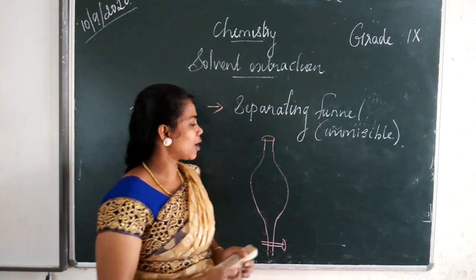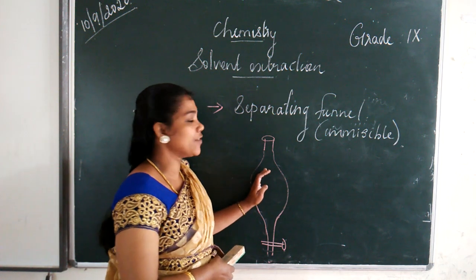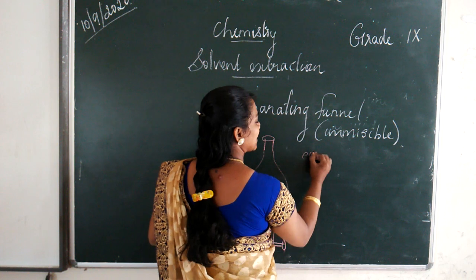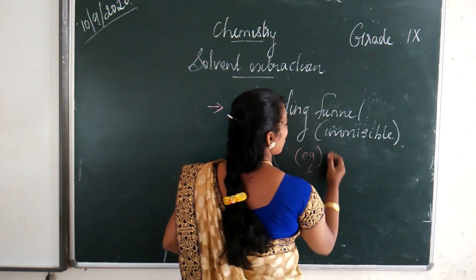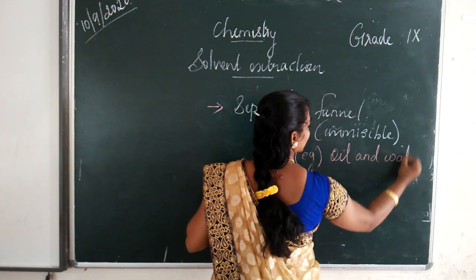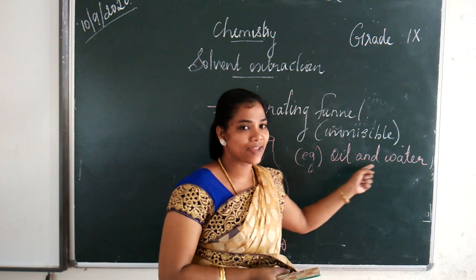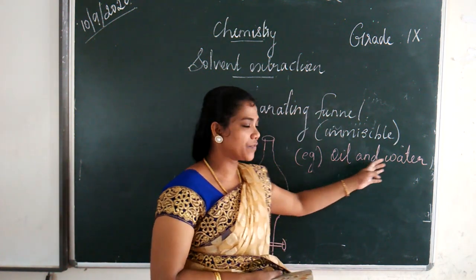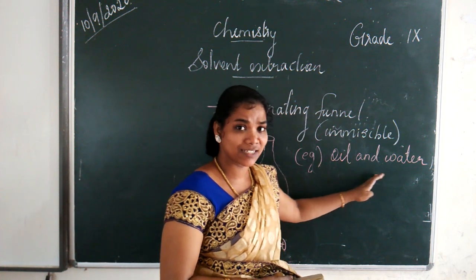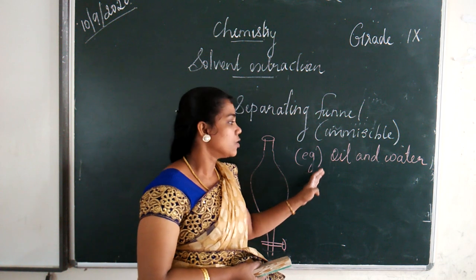This is the outline of the separating funnel. With the help of this glassware only we are going to separate immiscible liquids. Today, for example, we can take oil and water. So today we are going to separate what? Oil and water. Oil mixed with water, we know oil does not dissolve with water completely. At the same time you cannot separate oil physically, isn't it?